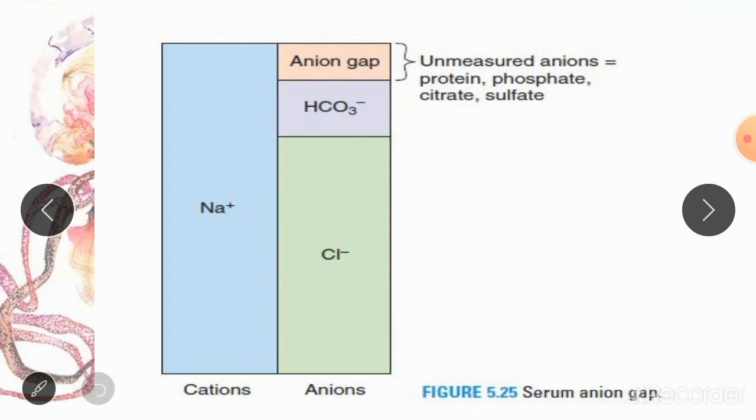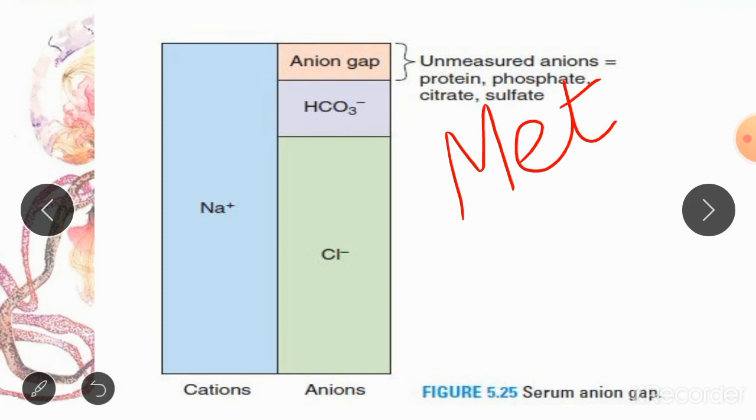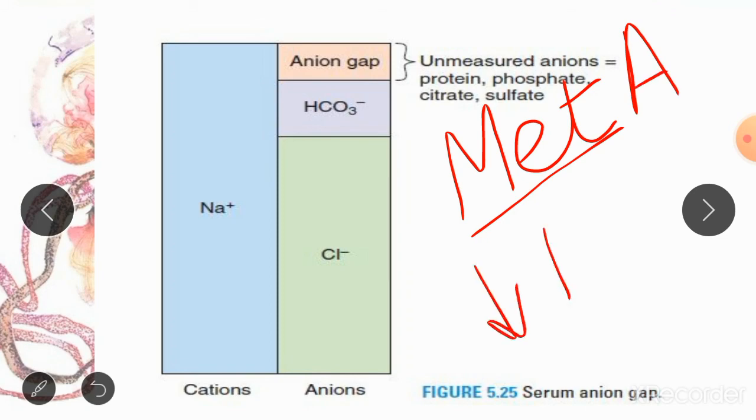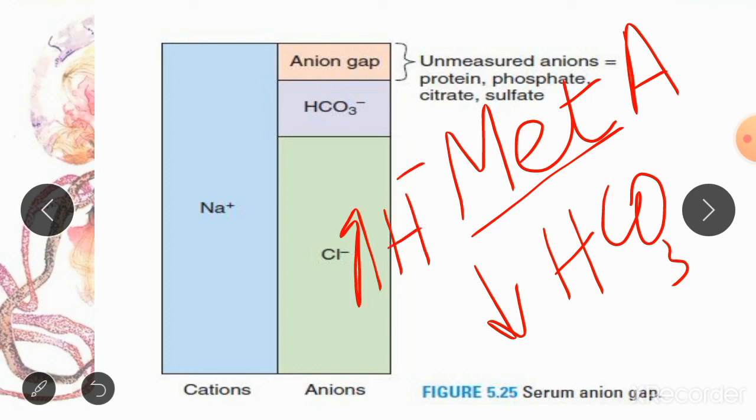So how does anion gap help us in measuring different types of acidosis? Remember that in metabolic acidosis there are two conditions which may occur. Either there can be reduced bicarbs, or there can be increased hydrogen ions. Both of these conditions can lead to metabolic acidosis.